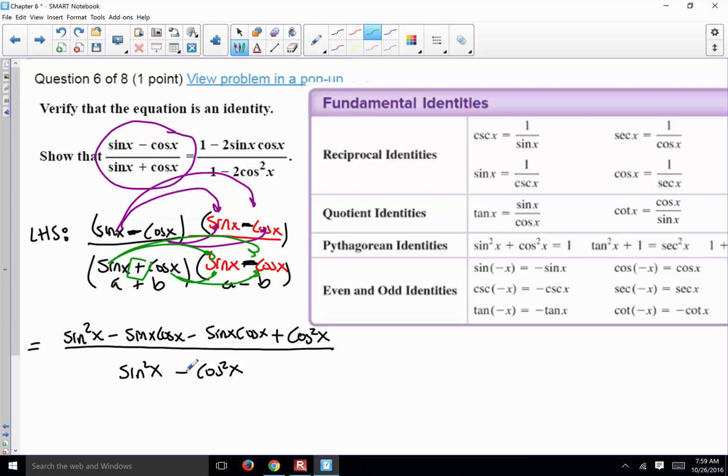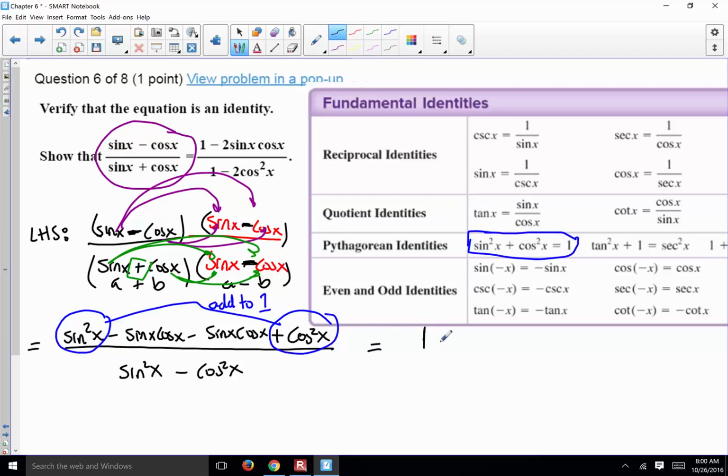Okay, I'm stuck. This is how far I go. You can pick up from here, I think. Could you take the sine squared plus cosine squared and make it equal 1? Exactly. When you have sine squared and cosine squared together, they add to 1. Which rule says that? It's this one. So I can put those two and say 1.